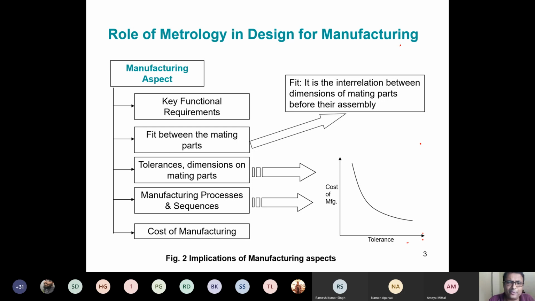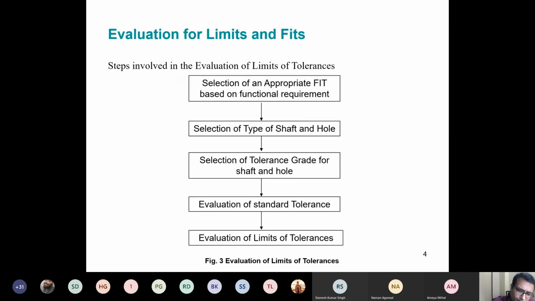So I wanted to give you some feeling, as a designer, that whatever tolerances you specify have to be driven by a function. Tighter is not always better. That's what you have to keep in mind. Tighter is not better. If it is required by functionality, yes, go ahead and do it. If not, don't choose a very tight tolerance.